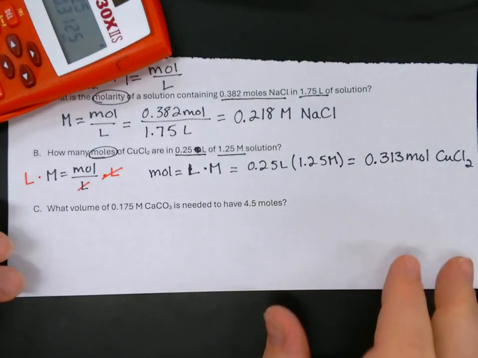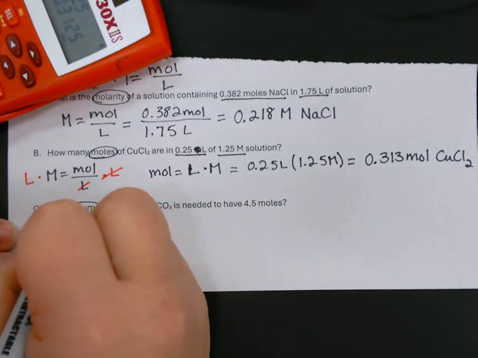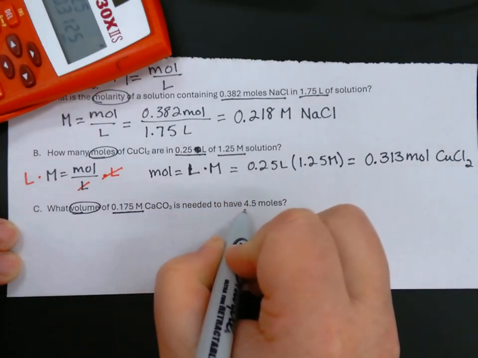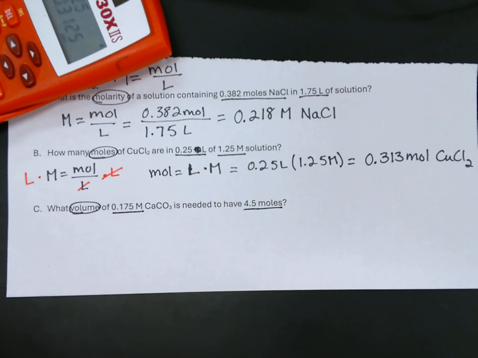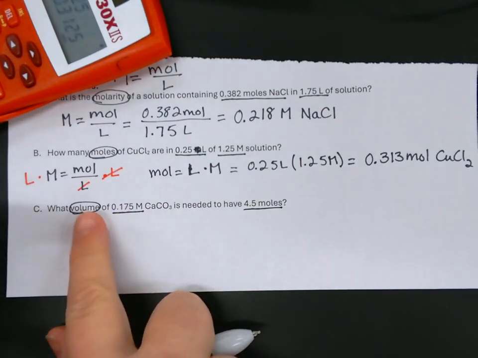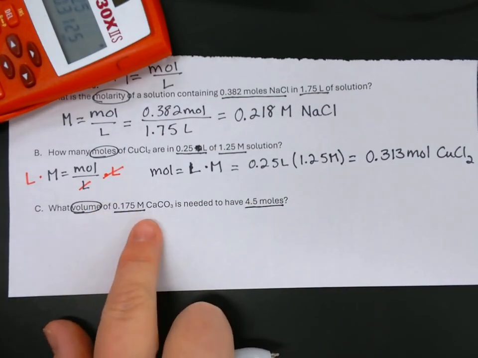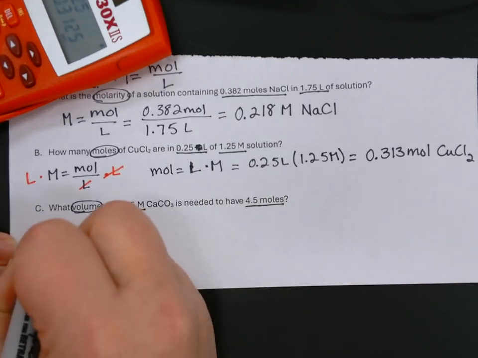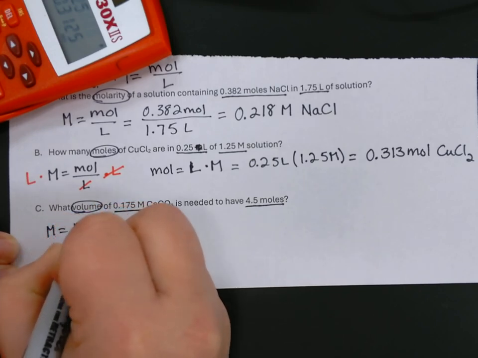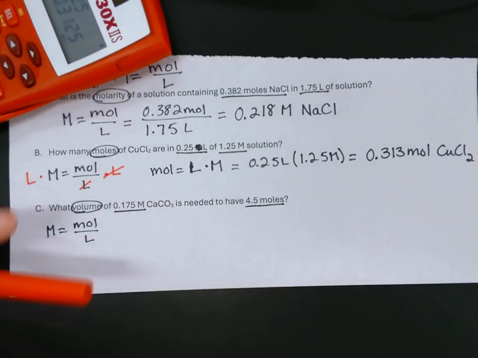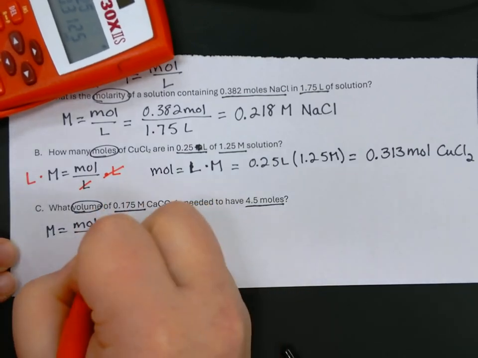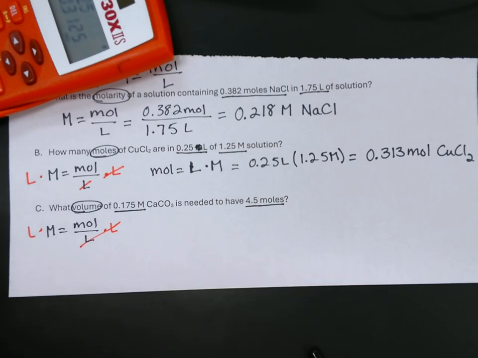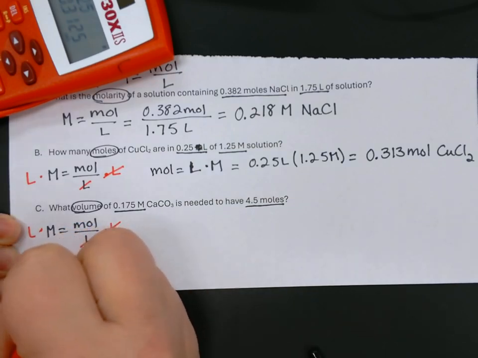All right, and then our last one, we are looking for volume. We have a 0.175 molar solution, and we want 4.5 moles in it. So we want to basically measure out how many liters we need of this concentration solution in order for it to contain 4.5 moles of solute. Again, if we start with our original equation, I'm going to do that same thing first. Multiply by my liters and get rid of that fraction. So then my equation is liters times molarity equals moles.